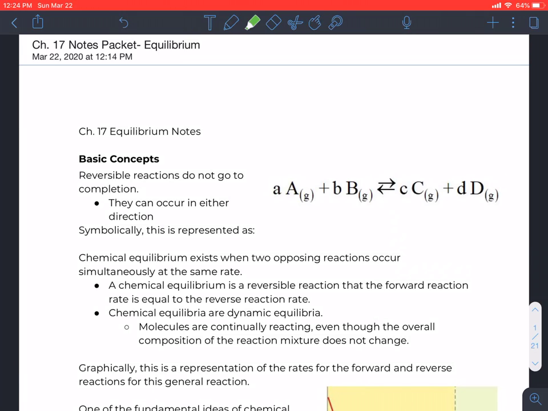So chapter 17, we're going to go through a couple of the sections here. Do as many of the videos as you can, and then we'll throw some practice problems in. You guys are going to like this unit because it's pretty straightforward.